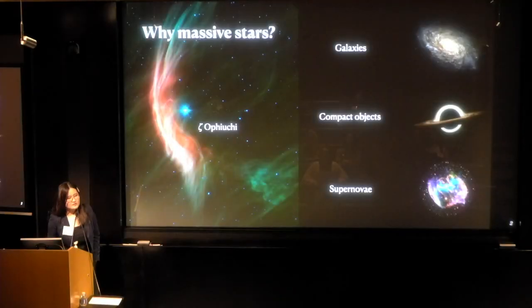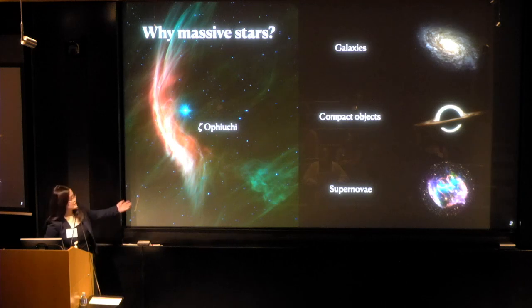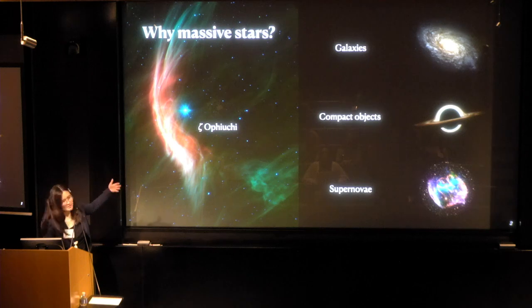So I'll start off with a little bit of background about why massive stars matter, right? Here on the left, I show Zeta Ophiuchi, which is a beautiful O-type star that is closest to us, actually. And you can see this wonderful bow shock feature, the red here. That's because the star is moving very fast through a region of the galaxy that's very dust rich. So massive stars are beautiful.